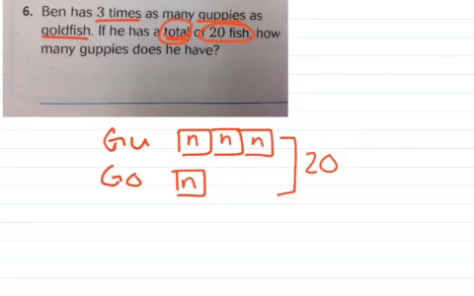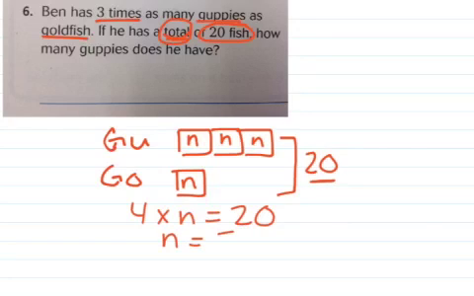Okay? Now I need to write my equation to solve for n. So my equation is going to be how many total n's I have, because I'm talking about my total. So I have 1, 2, 3, 4 total n's, so I need to write 4 times n, which is my variable, is going to be equal to my total over here, 20. I have to think in my brain, 4 times what gives me 20? I know that 4 times 5 gives me 20. So that means my n is equal to 5.